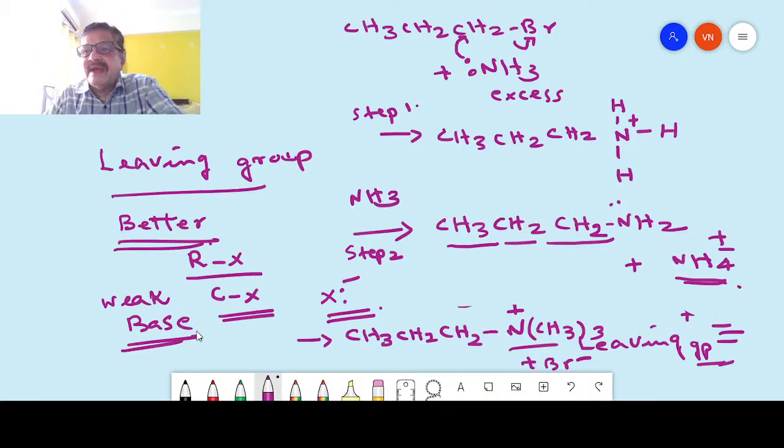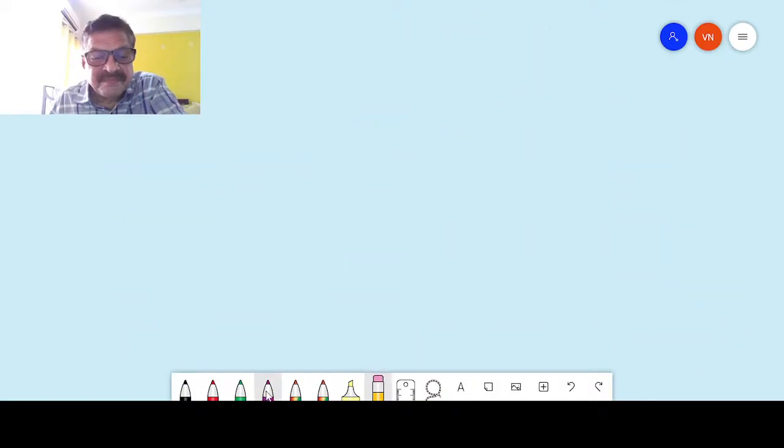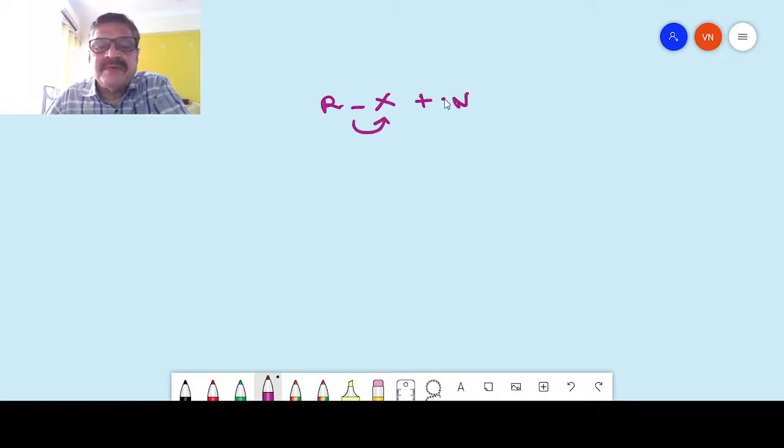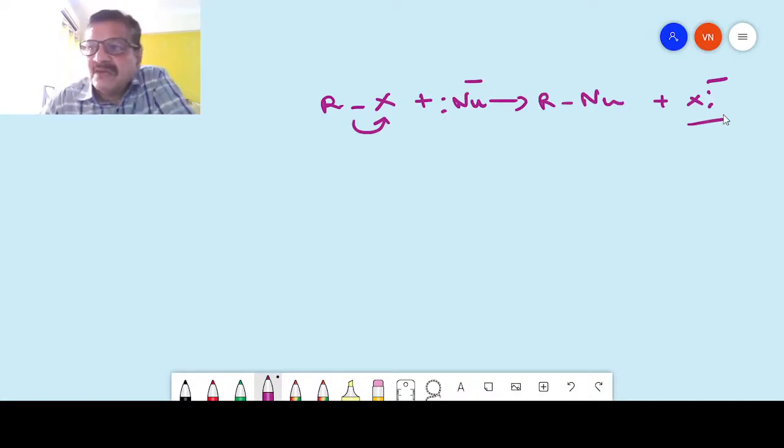Okay, so in this kind of a reaction, R-X, we have seen this electron pair is taken away by the leaving group when it is reacting with a nucleophile. This is giving R-Nu, not nitrogen, this is Nu, plus X minus. This is the reaction here. The nucleophilic substitution occurs with leaving groups that are weak bases. The X minus should be a weak base, because then only it will be stable.